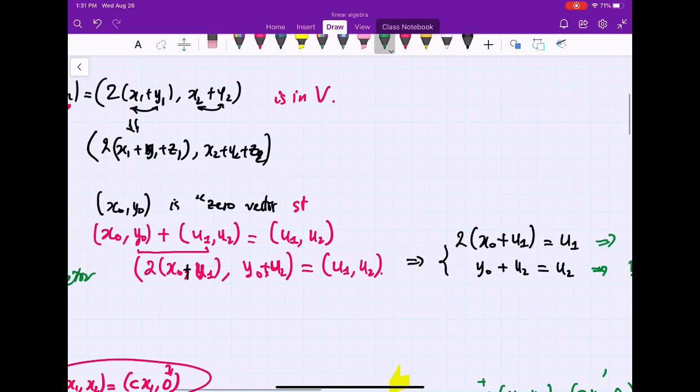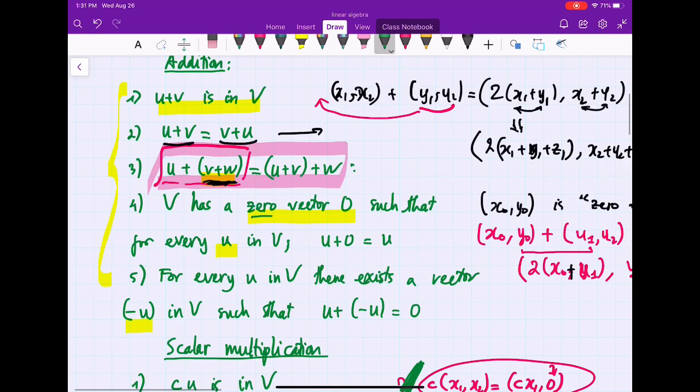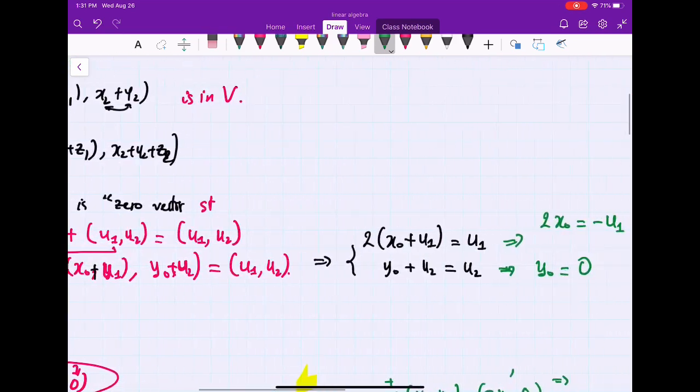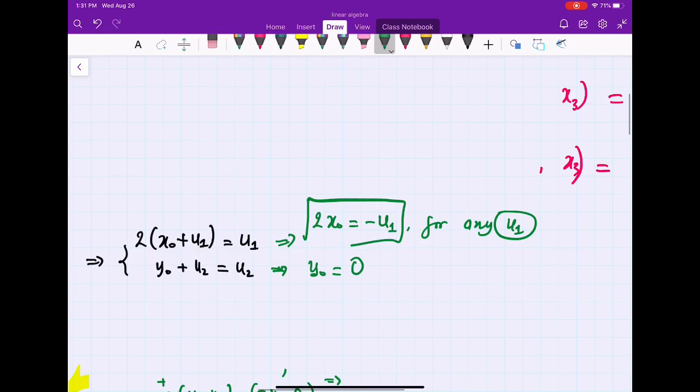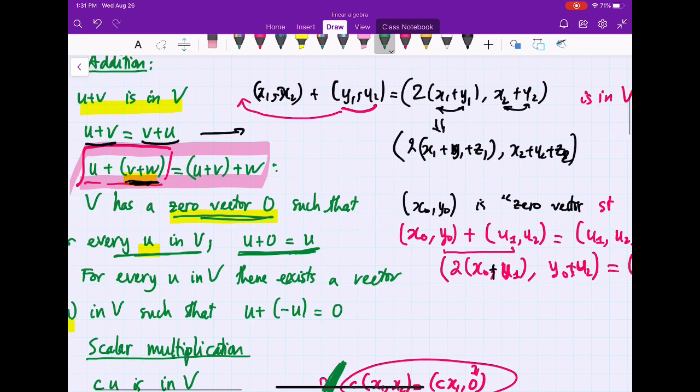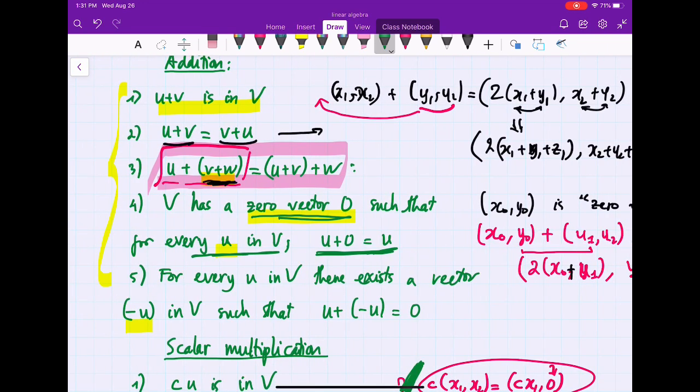Because that property says there exists a 0 vector such that for every u in V, u plus 0 is u. Does that make sense? So that means this should hold for every u1, but that is impossible. So there is not any vector like that. We have to pay attention here. They say 0 vector, but it depends on the addition. So if here you pick (0, 0), again (0, 0) will not satisfy that.